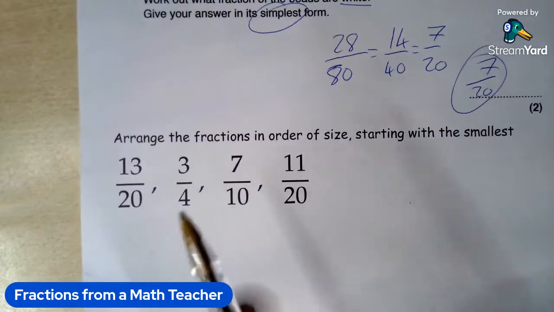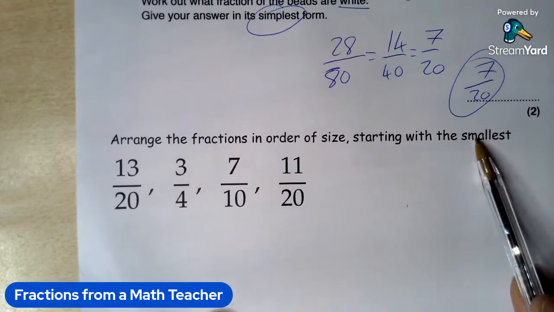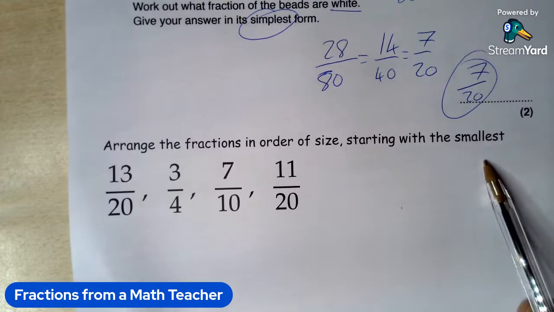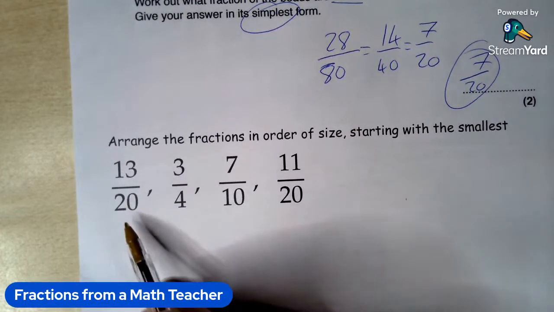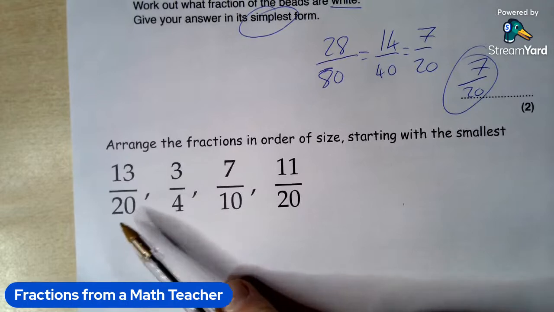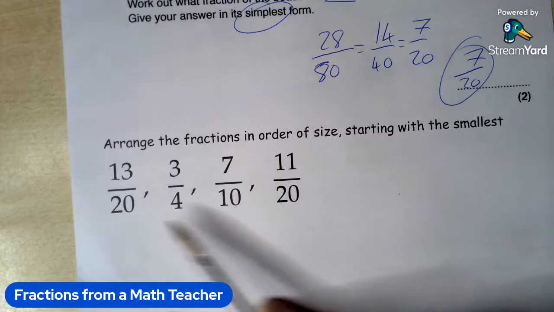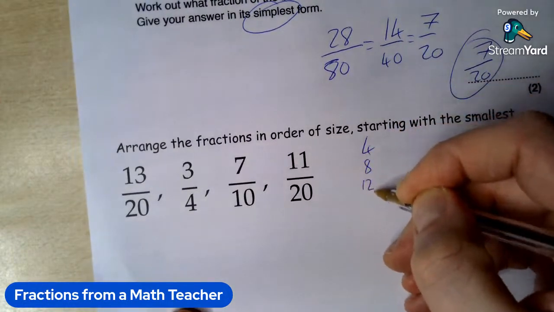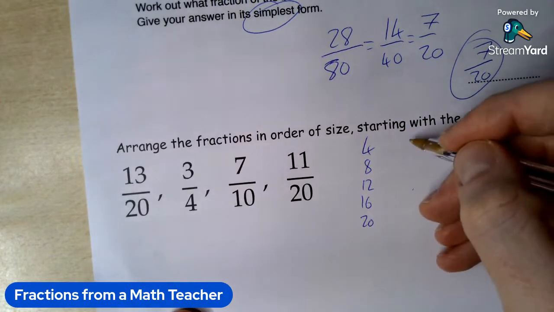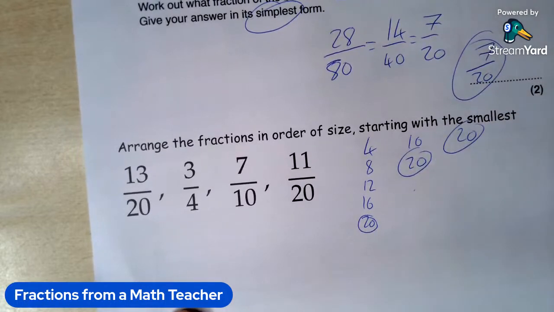Right. So this one, arrange the fractions in order of size, starting with the smallest. Sometimes they may say ascending or descending. Ascending is smallest to biggest, descending biggest to smallest. Yeah, sometimes they can say that. So now I need to think, what number is in the 20, the 4, the 10, and the 20 times table? Well, they're all in the 20 times table. If you don't know, I would write out the times tables. They've all got the 20 times table.